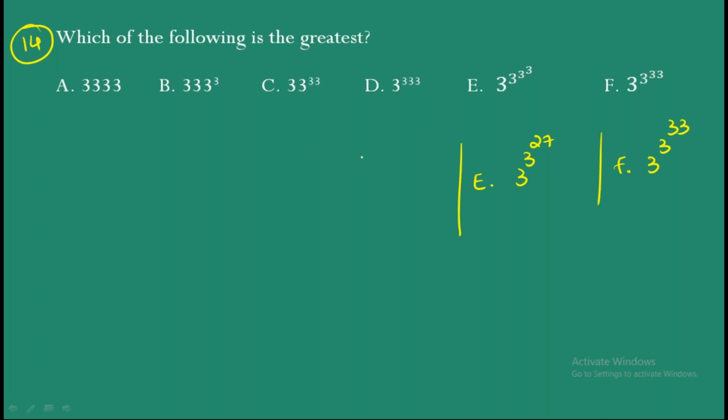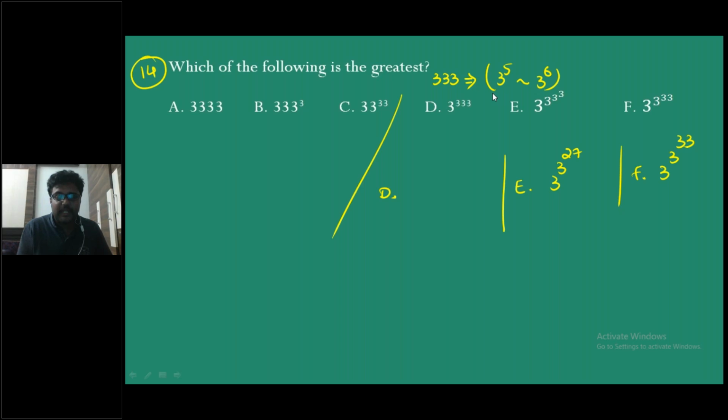Next one is, listen my dear friends, this is crucial now. How we are analyzing D is, listen, 333 is definitely in between 3 power 5 and 3 power 6. Whether you agree, 3 power 5 is 243, 3 power 6 is 729. So 333 is between 3 power 5 and 3 power 6. So 3 power 333 lies between 3 power 3 power 5 and 3 power 3 power 6. So definitely D is not the greatest.